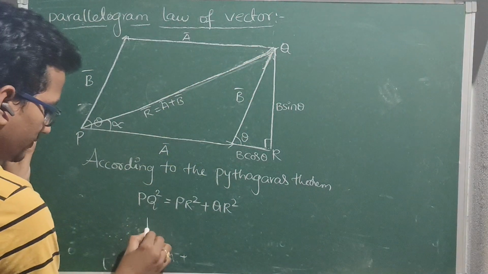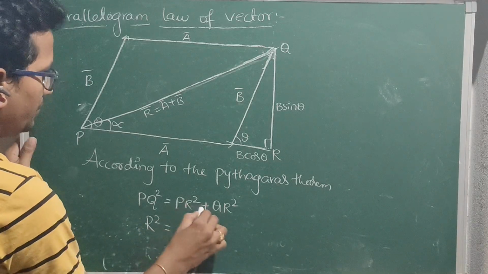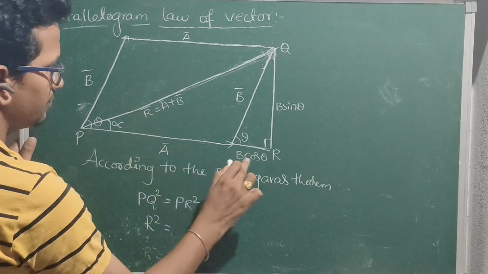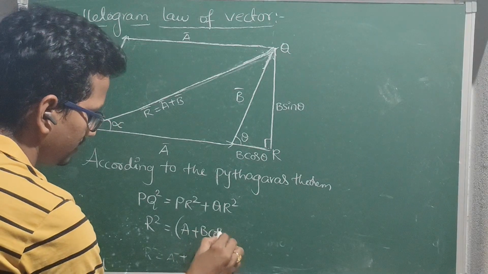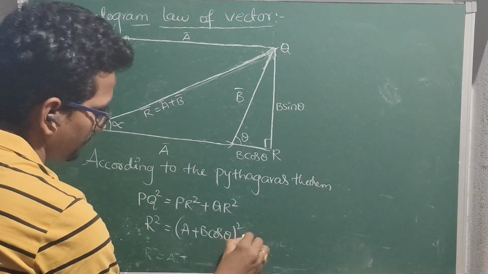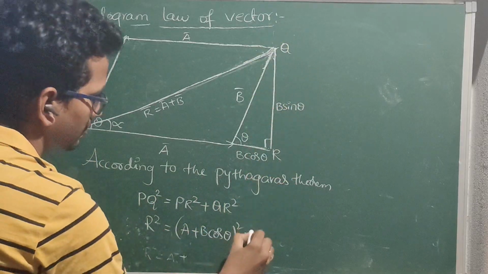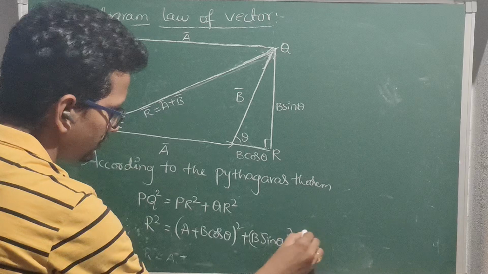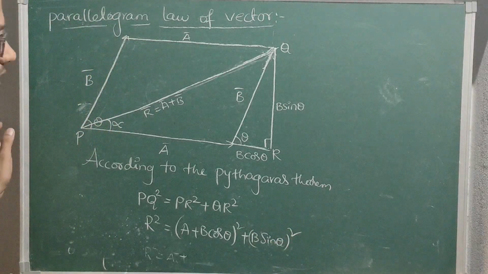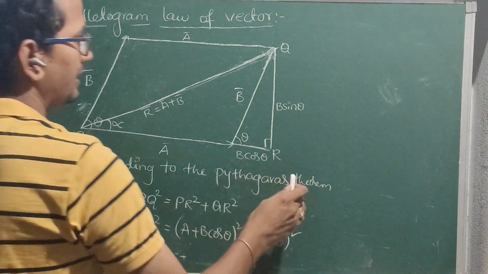PQ square means the resultant vector R square. R square is equal to PR square, and PR means A plus B cos theta. So A plus B cos theta whole square, plus QR square, and QR is B sin theta, so B sin theta whole square. From this equation we can continue.